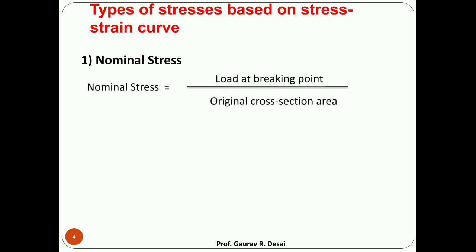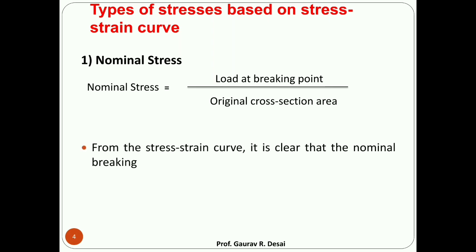Means whenever we fix a bar in a UTM on both the sides and we apply a tensile load on it, at a particular point the bar breaks and the load at that particular point is called breaking load or load at breaking point. And original cross section area is pi by 4 d square, means if the diameter of the bar is 16 mm, then it is pi by 4 16 square, which gives us the original cross section area. And load, you already know, is measured in Newton or kilonewton. Also from the stress strain curve it is clear that the nominal breaking stress is less than the ultimate stress.